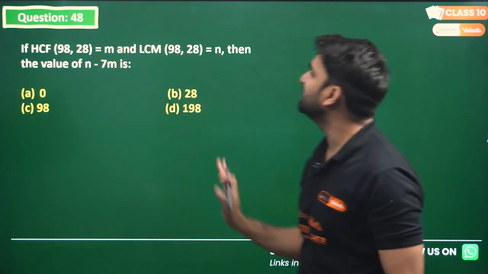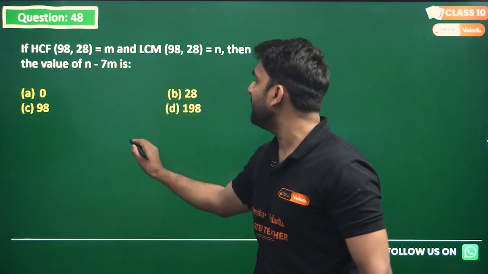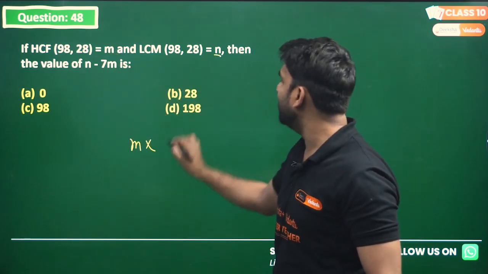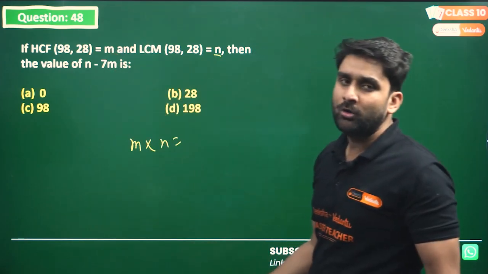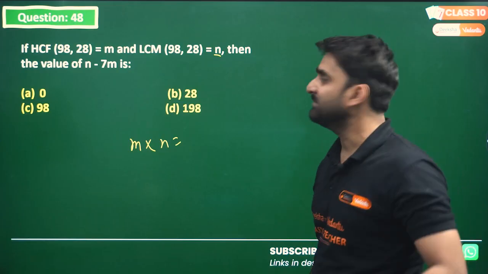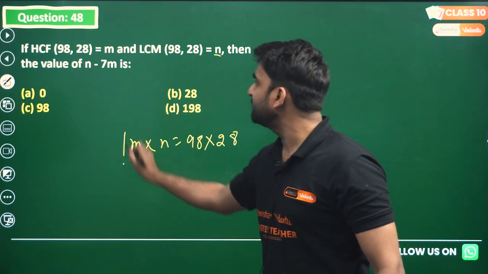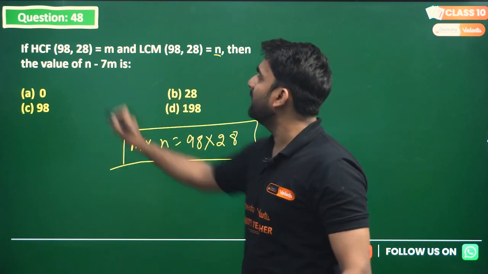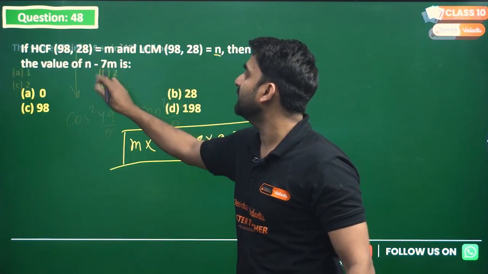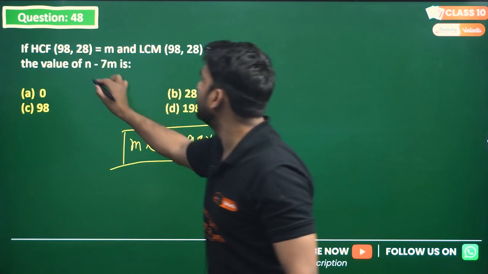Question number 48. HCF and LCM are given to you. HCF is M here and LCM is N here. So we all know the product of HCF and LCM is equal to the product of the numbers themselves. So use this formula, and by using this formula we have to find out the value of this here. So go and solve this question, my dear.